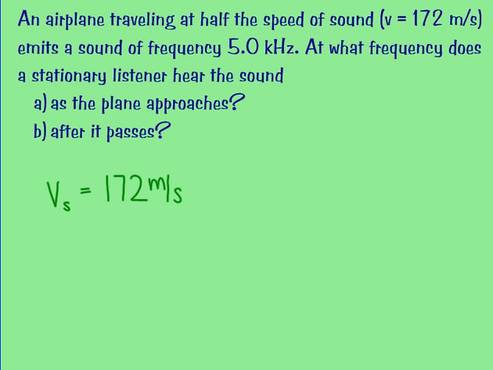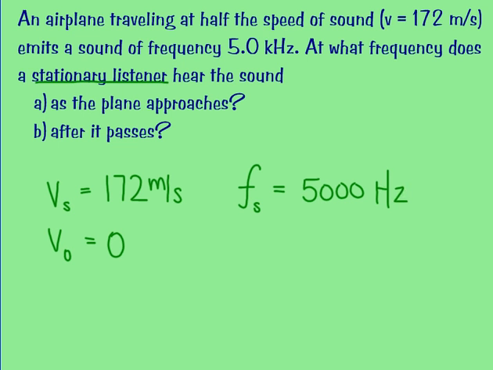We know that the observer is stationary. It says a stationary listener, so the speed of the observer is 0. We know that the frequency of the emitted sound, the frequency of the source, is 5 kilohertz, or 5,000 hertz. We also know that when we're not given anything about the temperature of the air, we assume the speed of sound to be 343 meters per second.